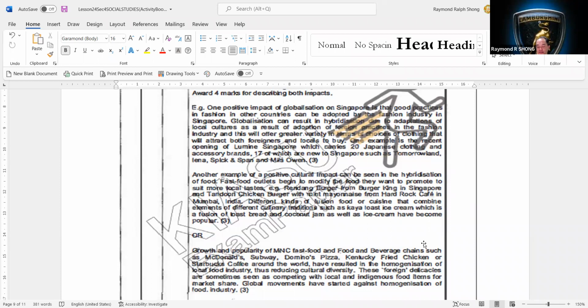I just got WhatsApp. My student went to Plaza Singapura to collect a popping gift. So sorry, where are you?